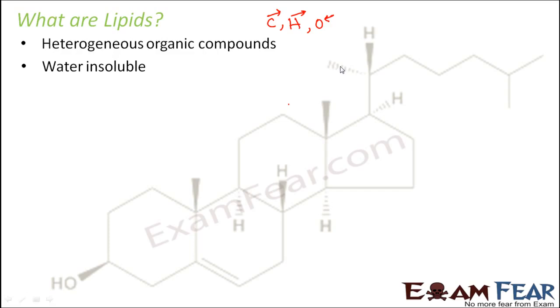Under lipids, we'll talk about oils, fats and all these things. They are all water insoluble. They are made up of carbon, hydrogen and oxygen. They have lesser oxygen when compared to carbohydrates. That is why they release more energy when required, and that is why they are the primary storehouses of energy.